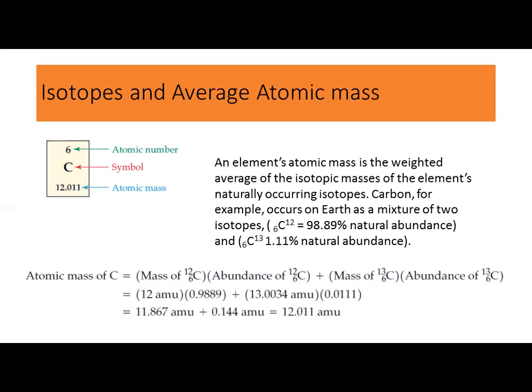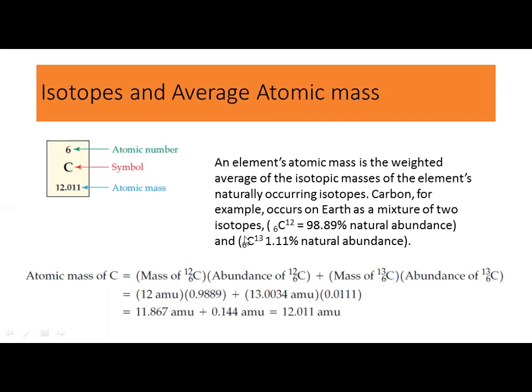So what would be the average atomic mass? As I have defined over here, average atomic mass is the weight average of all the isotopic masses. जितने भी आपके पास isotopes हैं, उन सब का average हम लेंगे. That would be the average atomic mass. So how can you calculate?